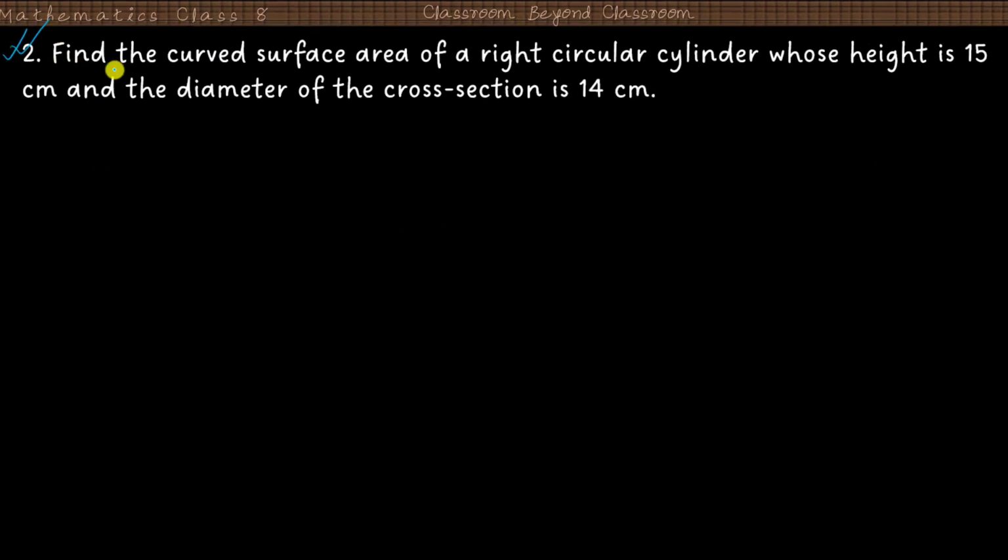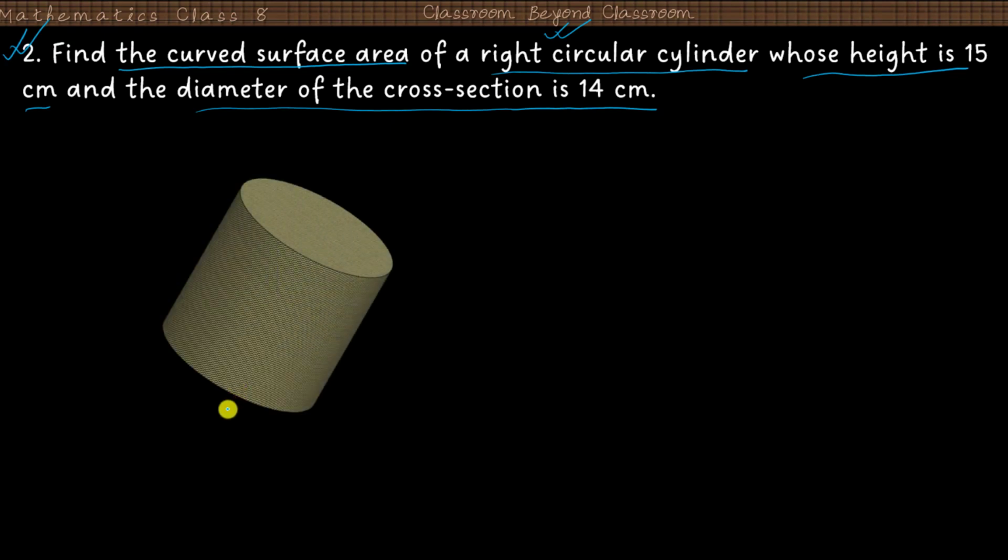Now question number 2. Find the curved surface area of a right circular cylinder whose height is 15 centimeter and the diameter of the cross section is 14 centimeter. Suppose this is the cylinder, although it is in inclined position, still this is a right circular cylinder because this angle is 90 degree.